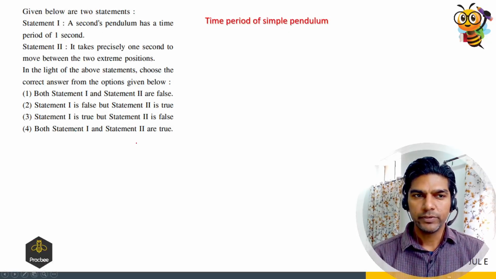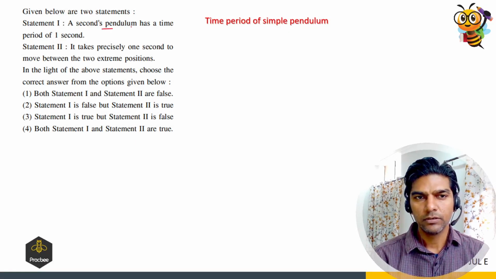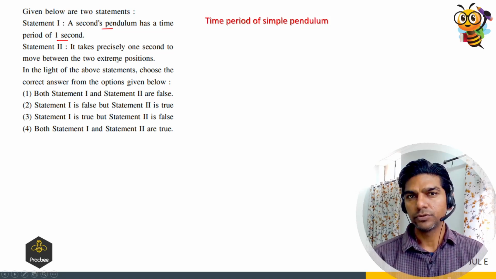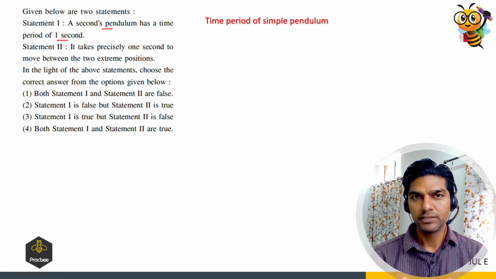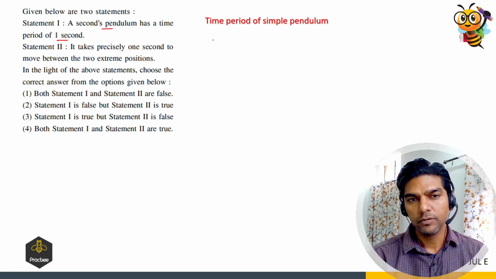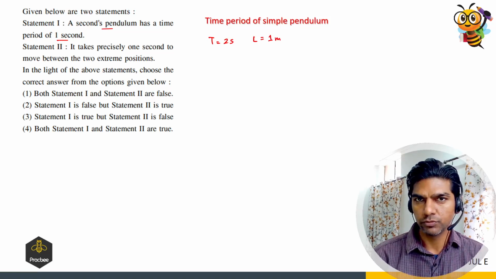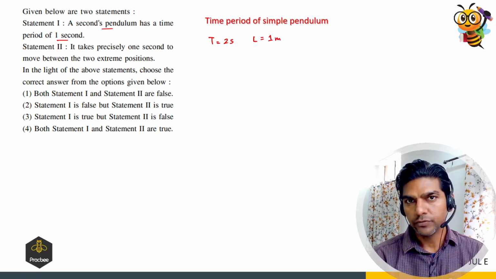Given below are two statements. Statement 1: a seconds pendulum has a time period of 1 second. Statement 2: it takes precisely 1 second to move between the two extreme positions. To answer this, we should know what we mean by the seconds pendulum. A seconds pendulum has a time period of 2 seconds and a length of 1 meter. If you substitute length as 1 meter in the time period formula, you will get time period as 2 seconds. So the half oscillation time is 1 second.